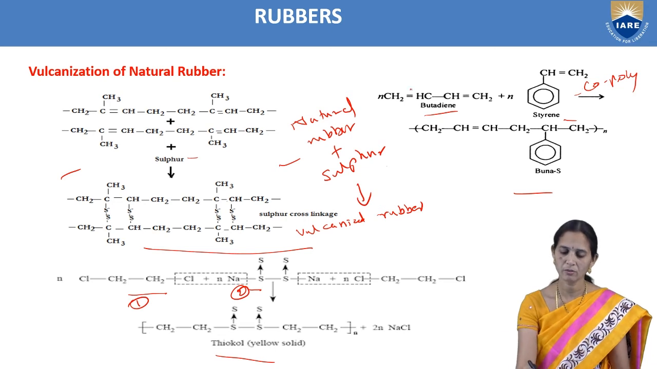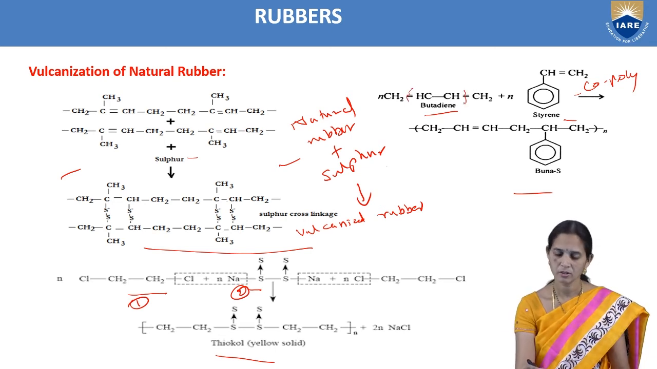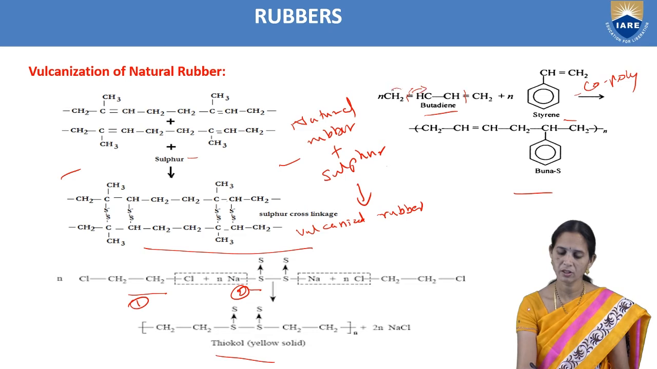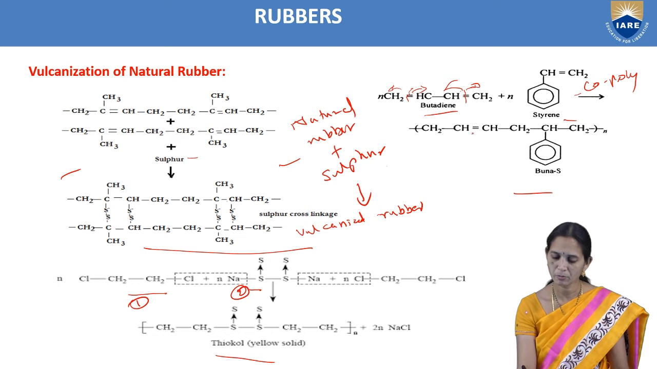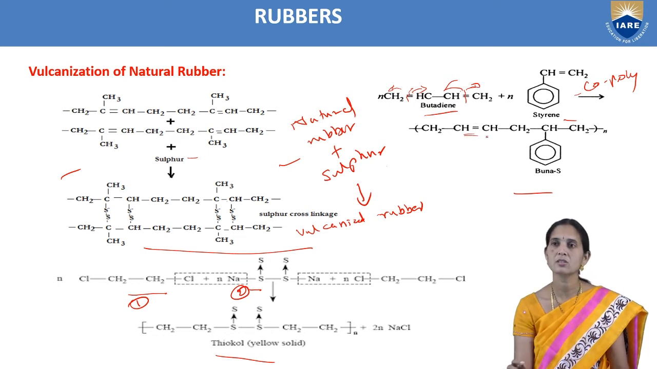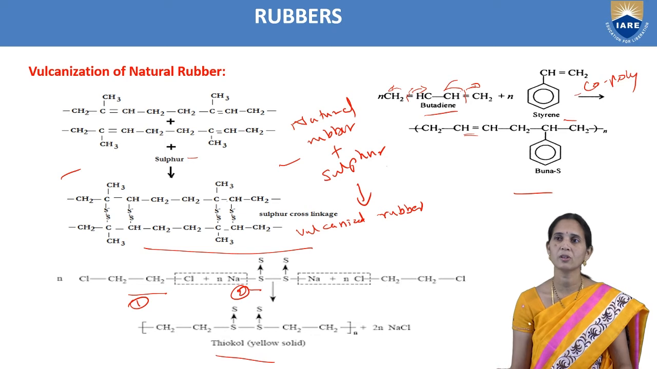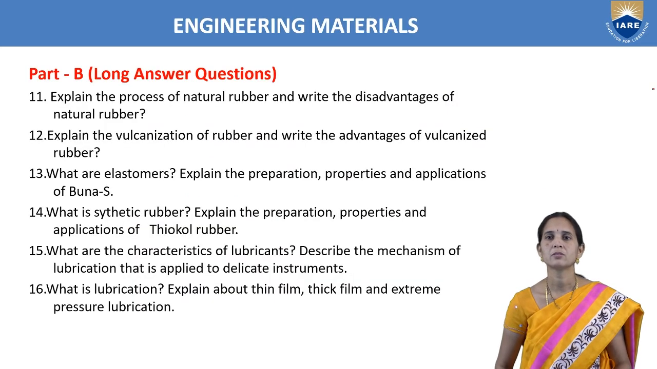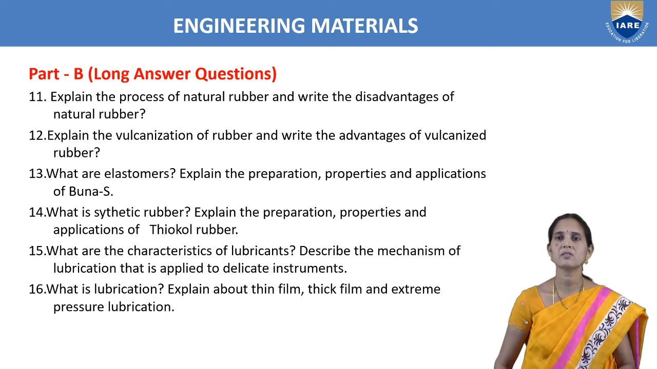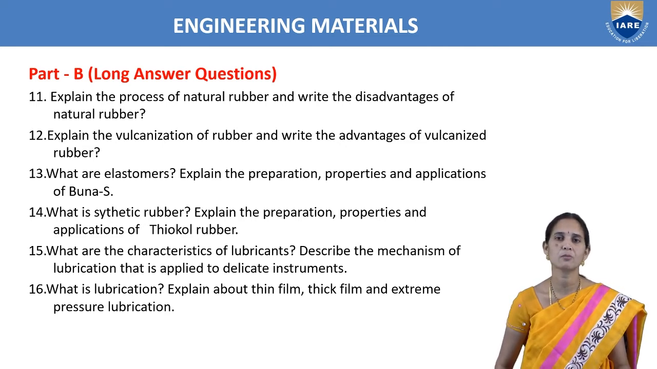So here breaking of the double bond will take place. One electron goes to this carbon, one electron to this carbon, here also one electron to this carbon, an unpaired electron. So here a double bond will be formed between this carbon and this carbon. So we are preparing Buna S rubber by copolymerization using a sodium catalyst. So this we have to write. Now preparation, properties and applications. For applications of Buna S rubber we can write footwear components and manufacturing of tires.